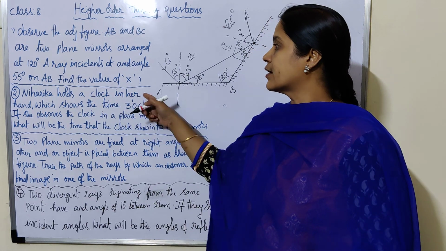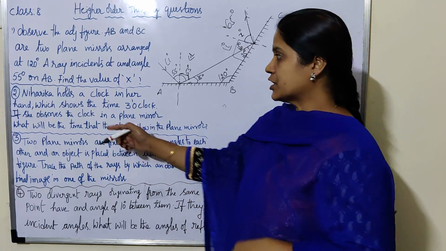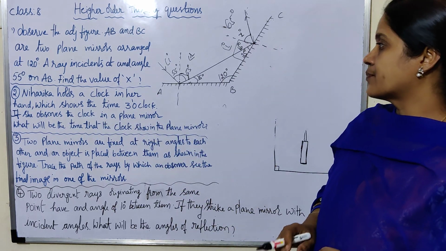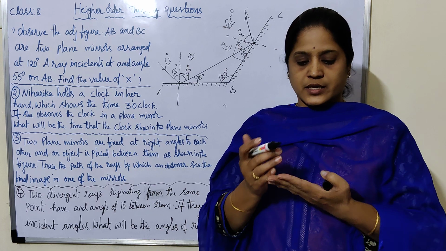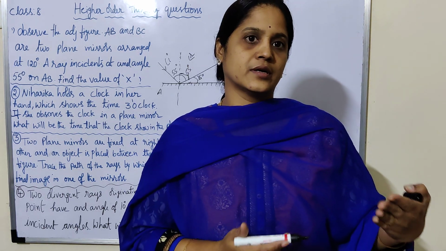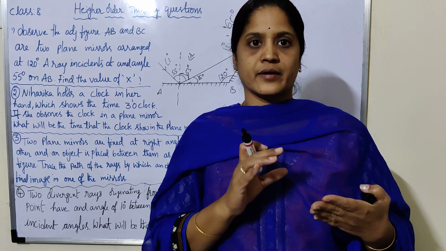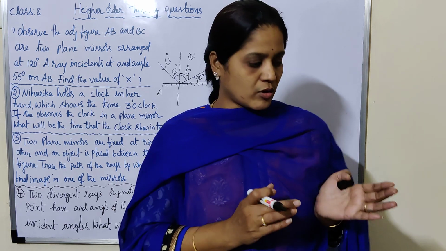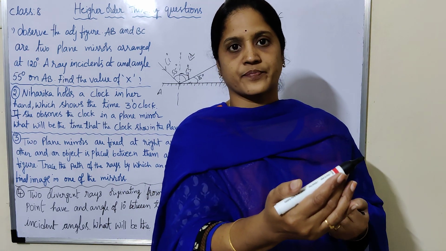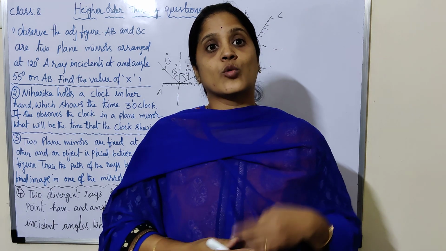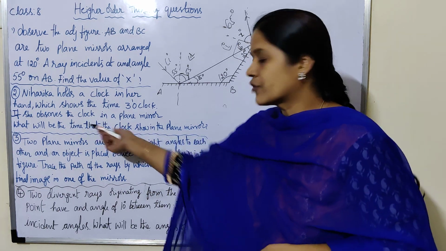Niharika holds a clock in her hand which shows the time 3 o'clock. If you observe the clock in a plane mirror, what will be the time that the clock shows in the plane mirror? I have one clock in my hand. If I see the time from that clock, it appears 3 o'clock. The same time, if I see through the mirror, I will get the image of the time. So through the mirror, what will be the time?